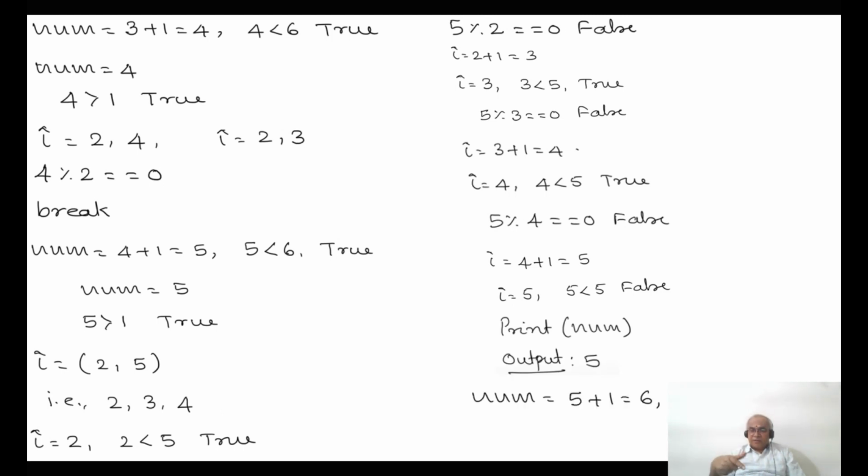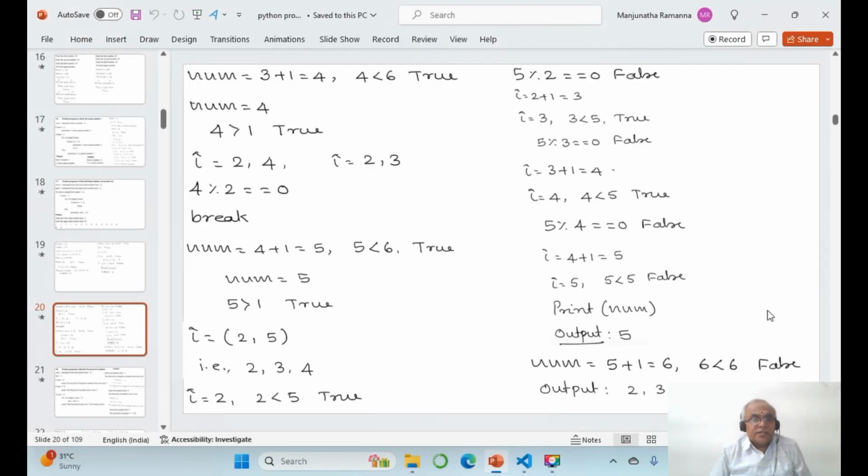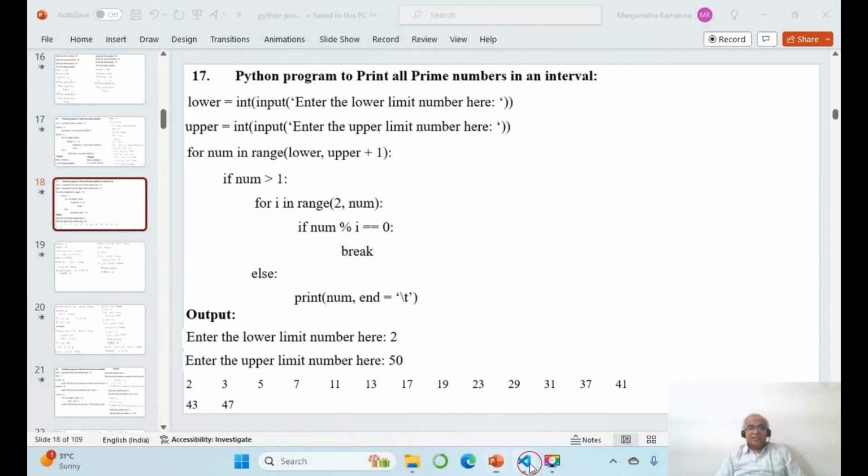So num will become 5 plus 1, which is 6. 6 is less than 6? Condition is false. Therefore, the output will be 2 comma 3 comma 5. So this is how you will be able to execute this program. But how to write this in our code? We are going to write that.